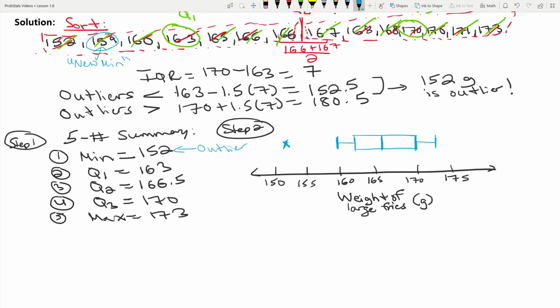All right, and then we'll label our upper fence and our upper boundary and lower boundary. So this is like our lower boundary. This is our upper boundary. So 152.5 is here, and 180.5 is around here.